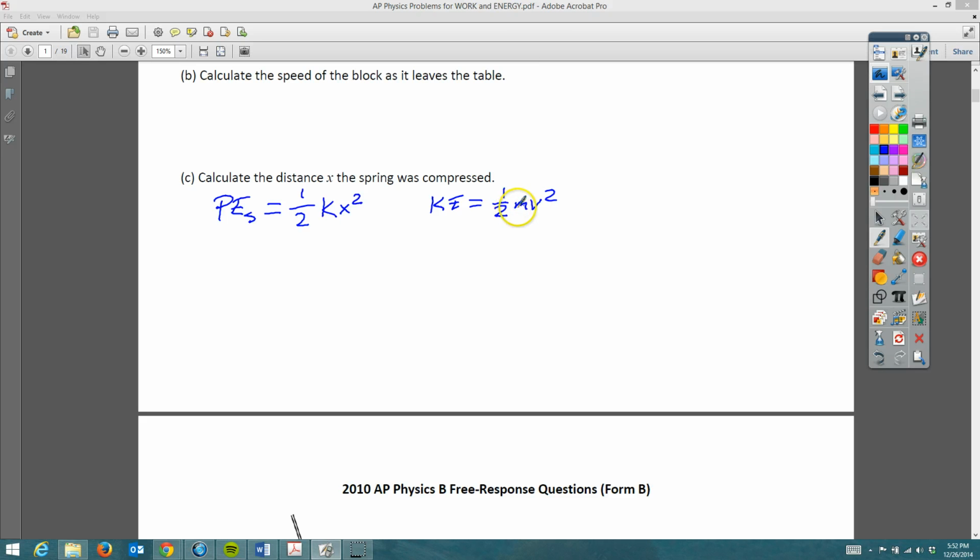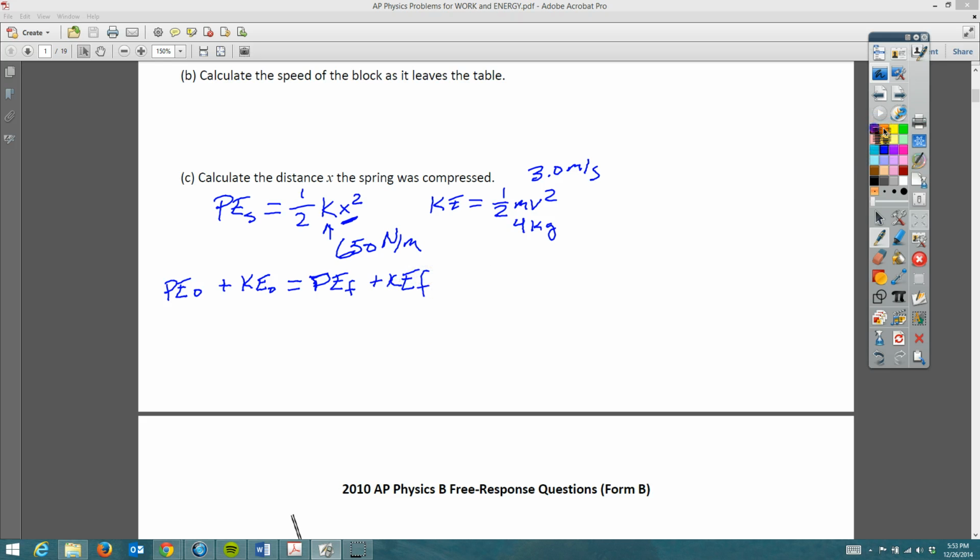We already talked about how fast it's moving from the last one. We know that it's 3.0 meters per second. We know that the mass for this thing is about 4 kilograms. We're looking for how much it's compressed, so that's our unknown. And we know that for this spring, the spring constant is 650 newtons per meter. Remember, the original potential energy plus the original kinetic energy should be equal to the final potential energy plus the final kinetic energy.